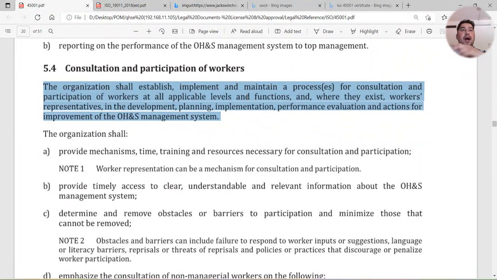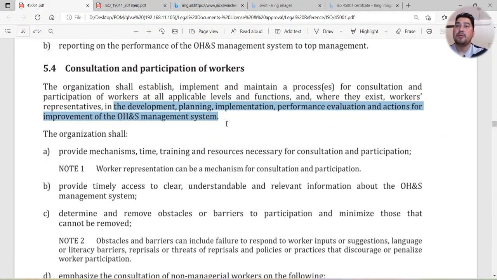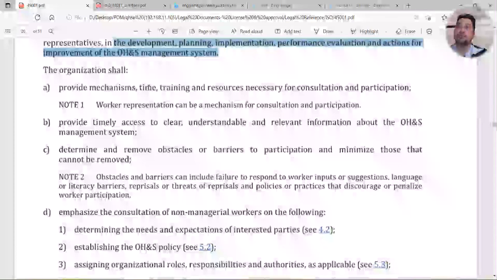Maybe there are 50 people, and out of those you can take a cleaner, a mason, a welder, anyone it could be. Where will you take them? In the development, in the planning, in the implementation, in the performance evaluation, and actions for improvement of the OHS management system. So whenever you are doing these things for the OHS management system, you have to take worker consultation and make sure that they are participating. So that process should be there.